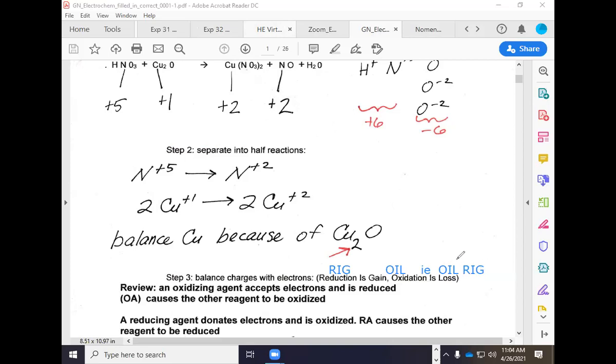So I use the oil rig. That helps you remember oxidation is loss, reduction is gain. And here's our definition for an oxidizing agent. The OA causes the other reagent to be oxidized, accepts electrons and is being reduced. Yeah, you're going to want to memorize.